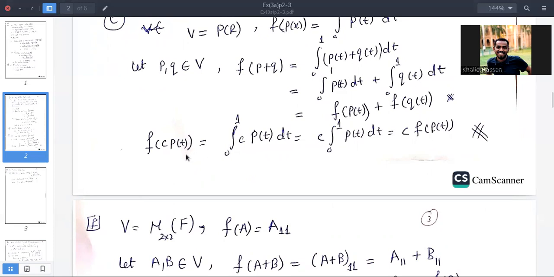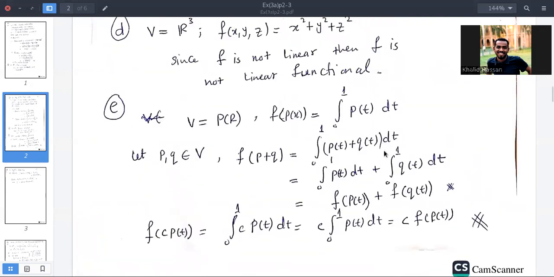Now let's check the second property. F of C P of T: we know that with the integral we can take the constant out of the integral. So we can take C out, and then we have C times the integral from 0 to 1 of P of T dt, which is C times F of P. Then the integration is in fact a linear functional as defined here.